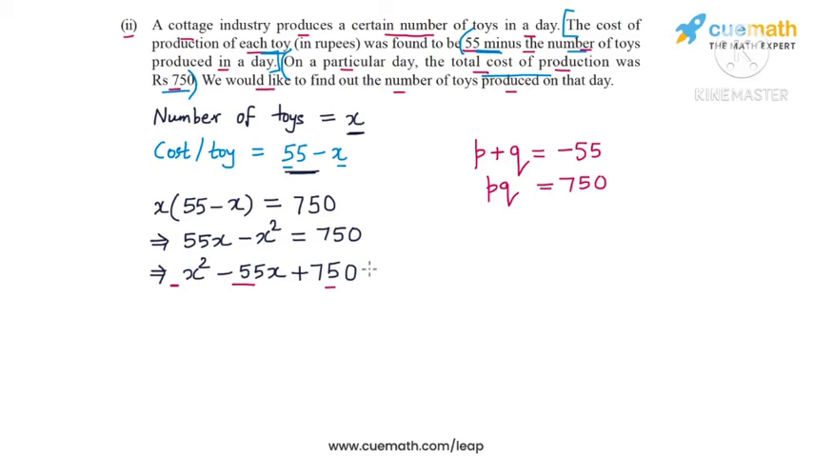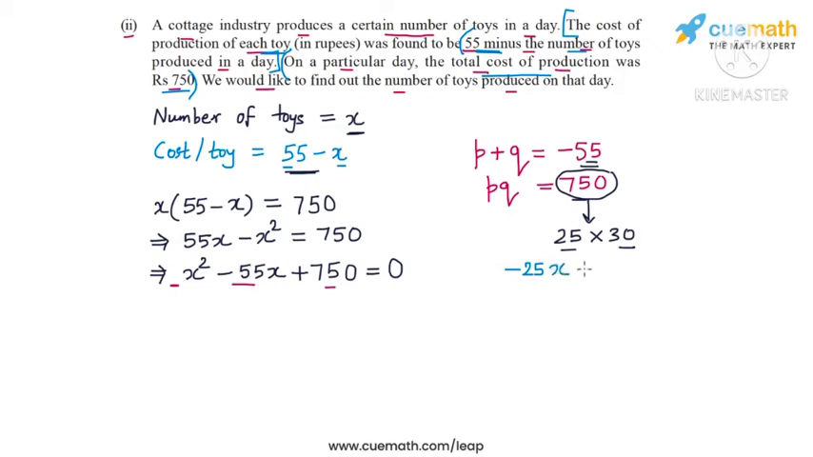So by the way, I missed this 0 here, so this is the equation. So now we have to find out two numbers whose sum is minus 55 and product is 750. A little thinking will show you, if you think about the factors of 750, you can see that 750 is 25 times 30 and the sum of 25 and 30 is 55. So the two numbers which you need to split the middle term are minus 25 and minus 30.